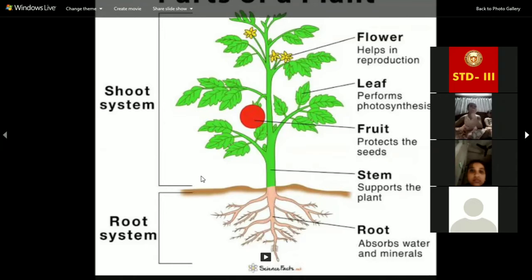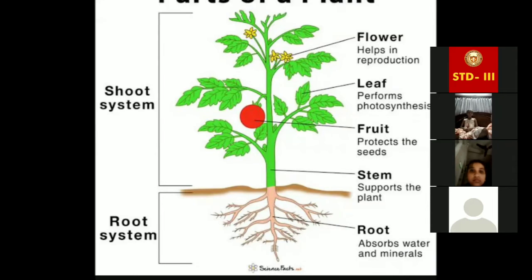And this green part, the whole green part, you can see it is indicated here with this third bracket. So it is called the shoot system. The part of the plant that remains above the ground level is called the shoot system, and the part of the plant which remains under the ground is called the root system.